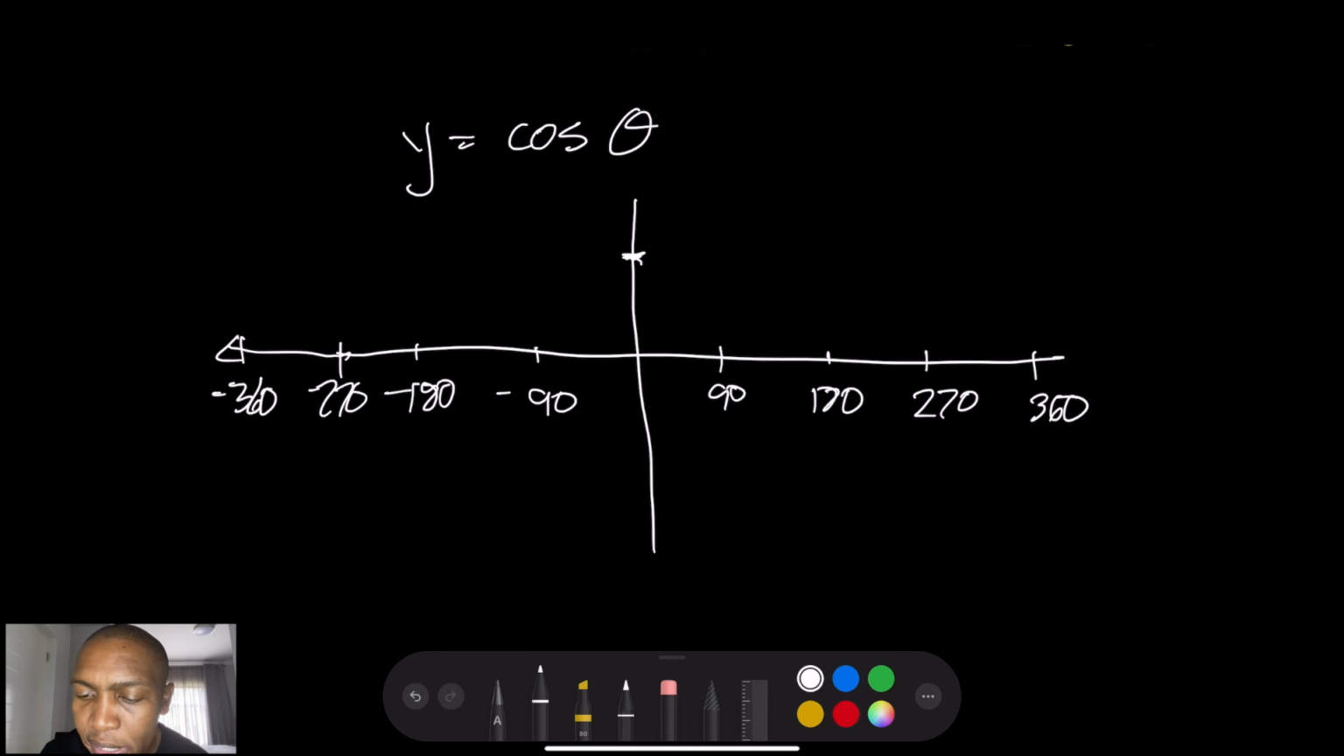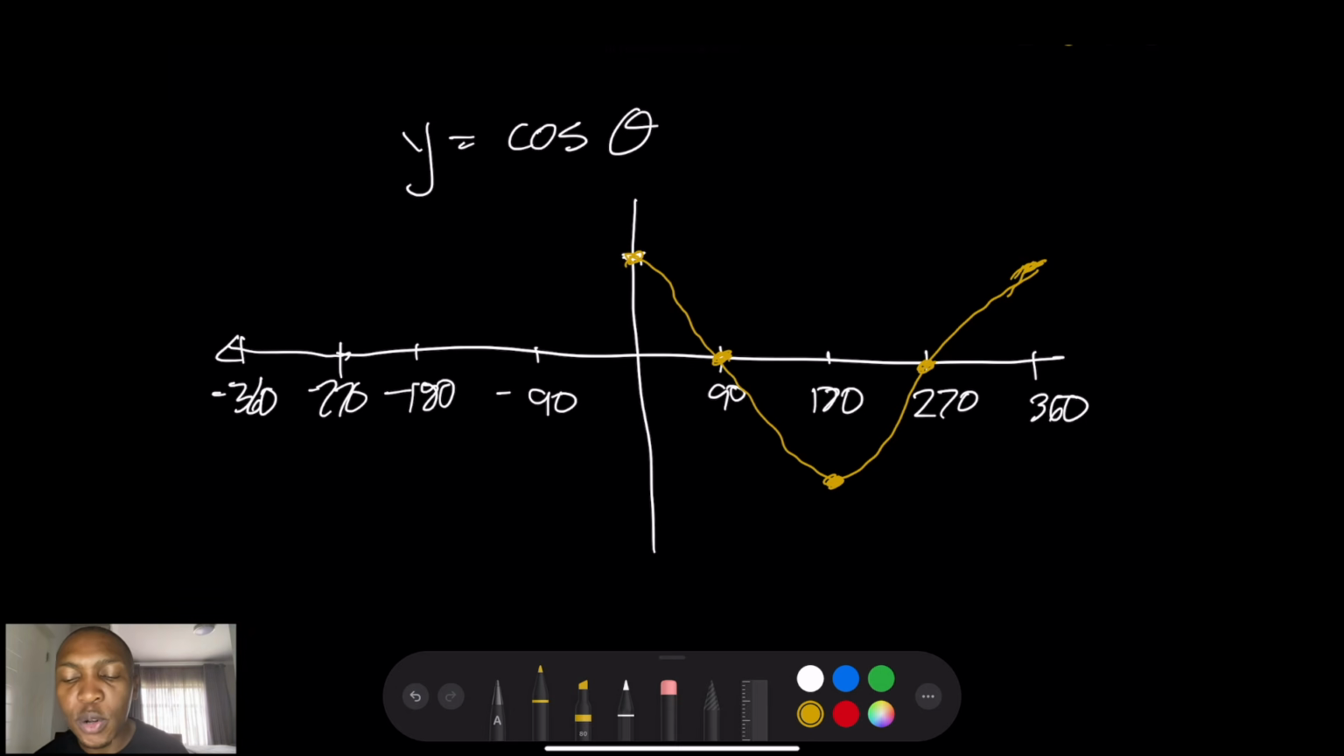At 90, the cos graph is 0. At 180, the cos graph is negative 1. At 270, it becomes 0. And at 360, it becomes 1. So in this case, we end up with a graph. I'm going to connect those points, and you have a graph that looks like this.